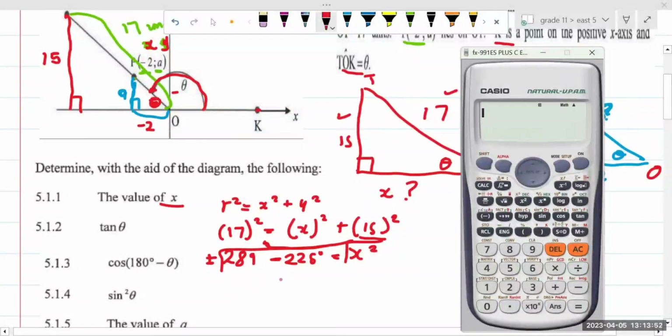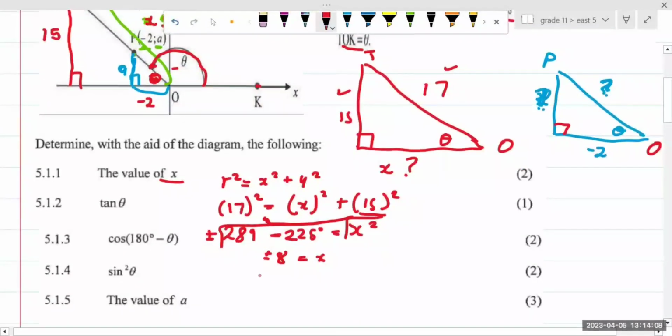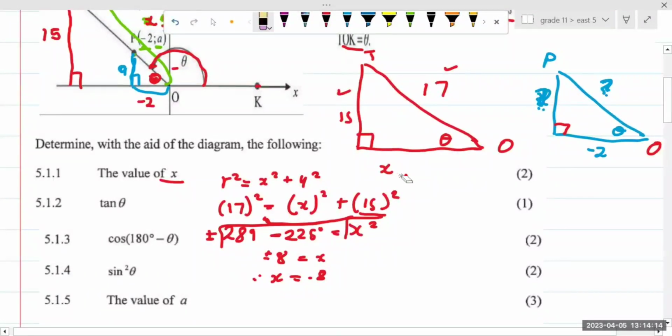If you type this in your calculator, you get 8. And then x is going to be equal to 8, but a square root has a plus and a minus. In the second quadrant, our x, is it positive or negative? Negative. So we're going to have negative 8. Therefore, our x is going to be equal to minus 8. Meaning we can come here and say, on this diagram, we can erase this and put minus 8.